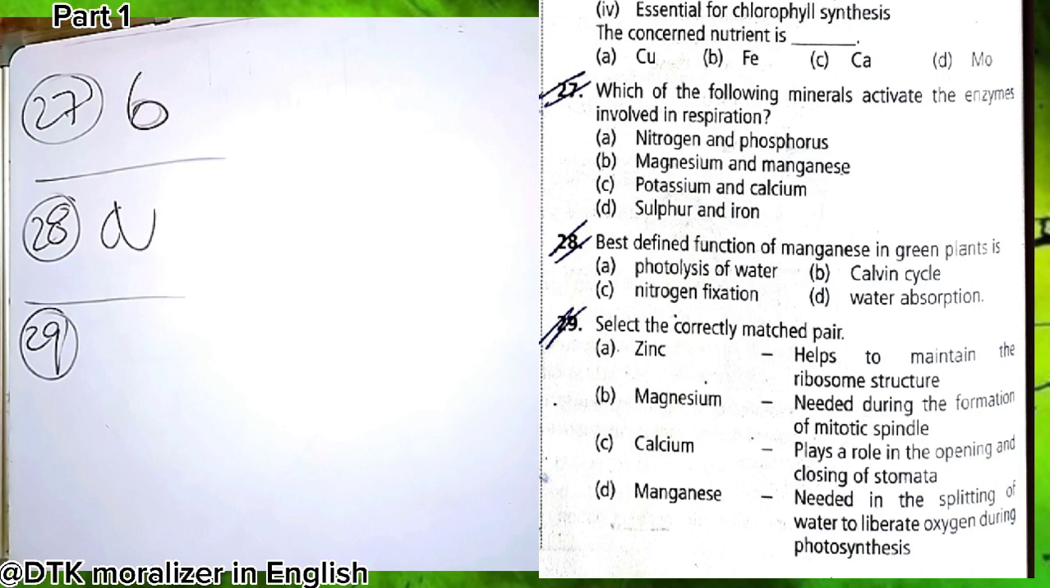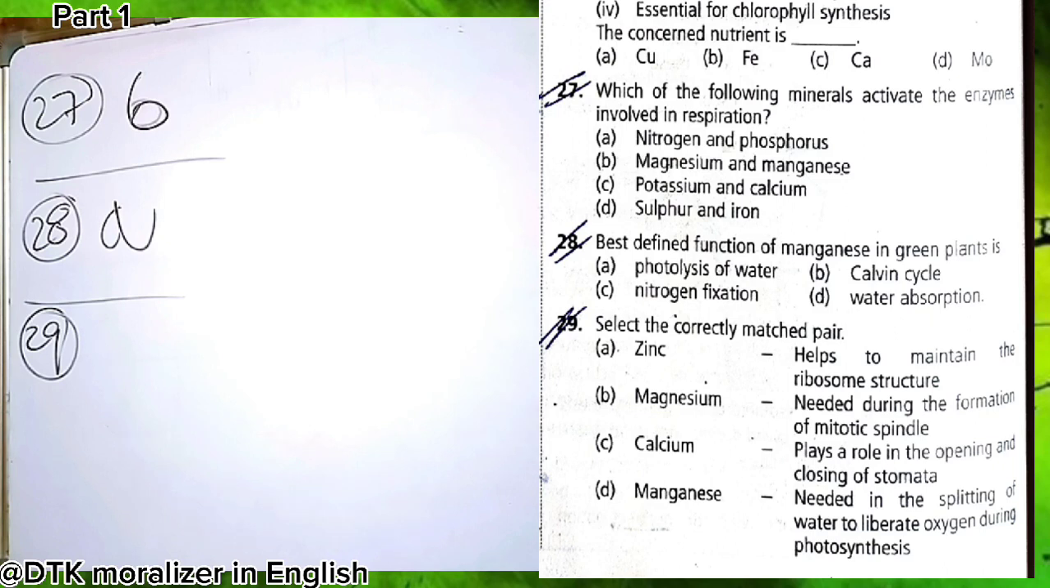Now question number 29. Select the correctly matched pair. A. Zinc helps to maintain the ribosome structure. B. Magnesium needed during the formation of mitotic spindle. C. Calcium plays a role in the opening and closing of stomata. D. Manganese needed in the splitting of water to liberate oxygen during photosynthesis.